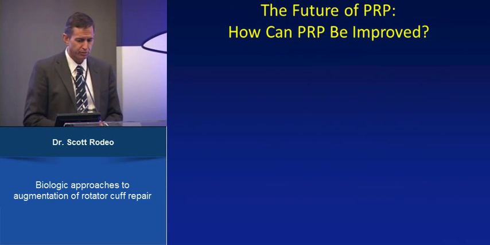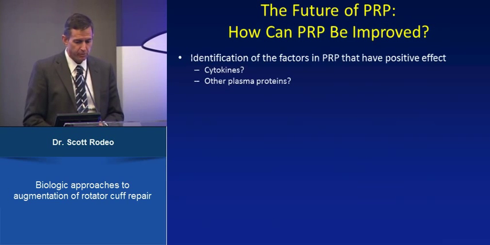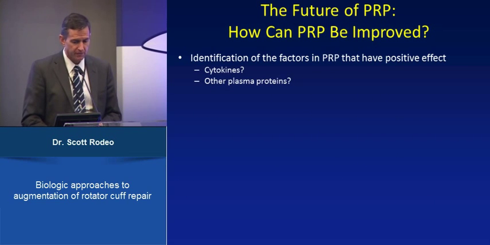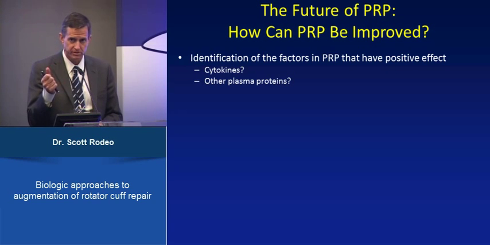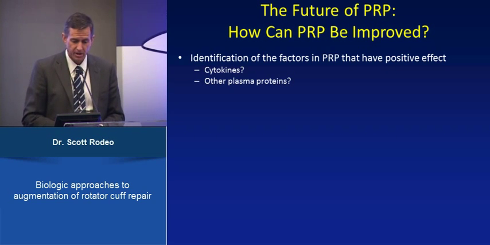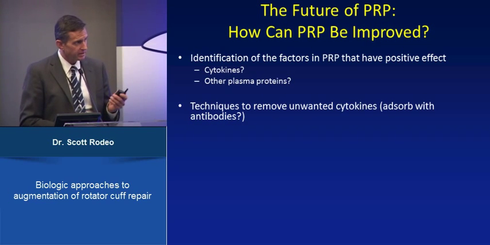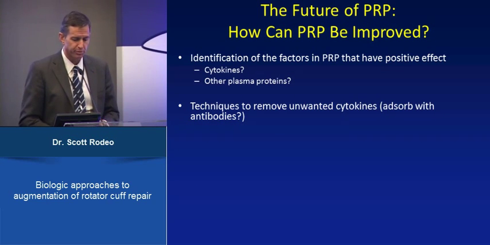So how might we improve PRP in the future? Well, I think we need to think about identifying the factors that have a positive effect. What are the particular cytokines or other plasma proteins that can have a positive effect? Maybe we should have techniques to remove unwanted cytokines. There are also inflammatory mediators such as IL-1 beta that maybe we should remove from PRP.